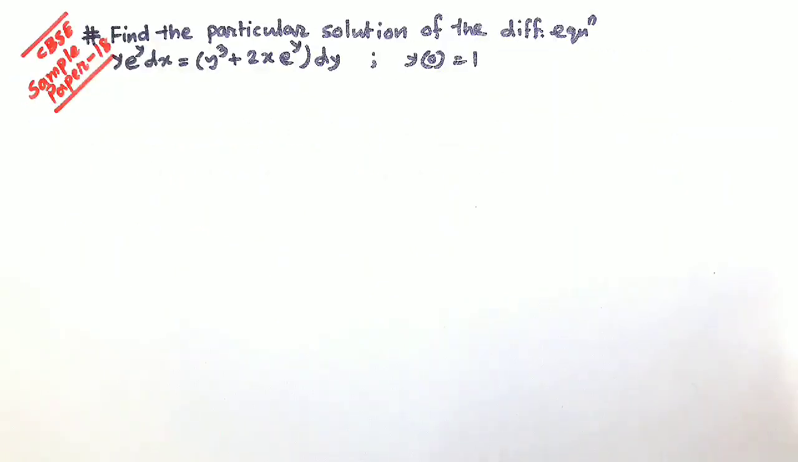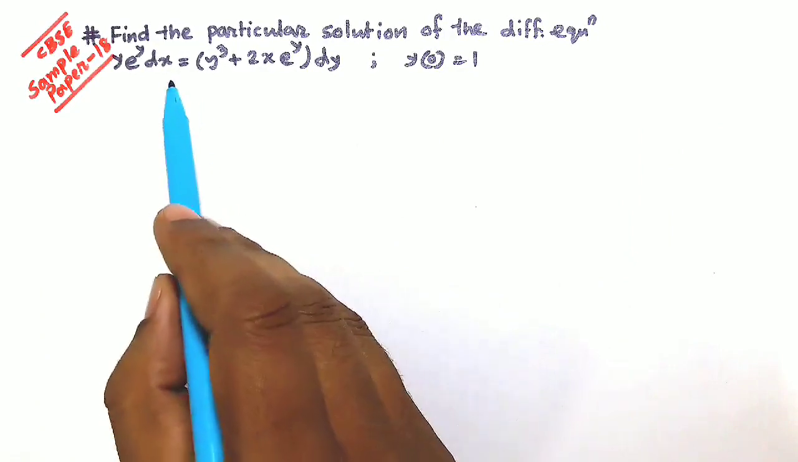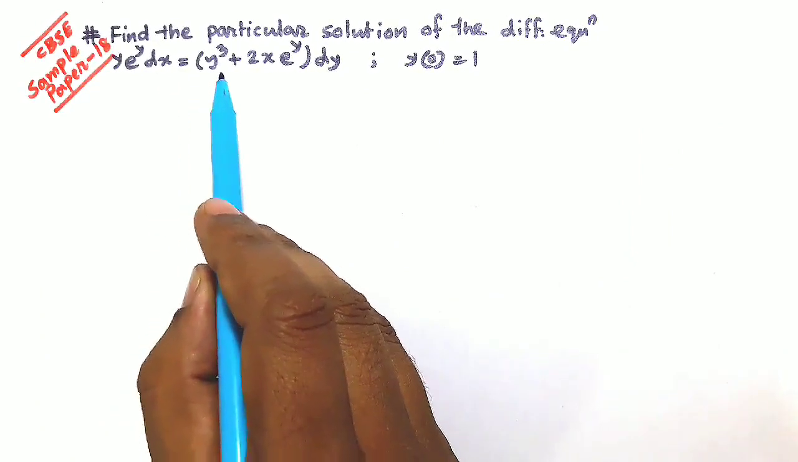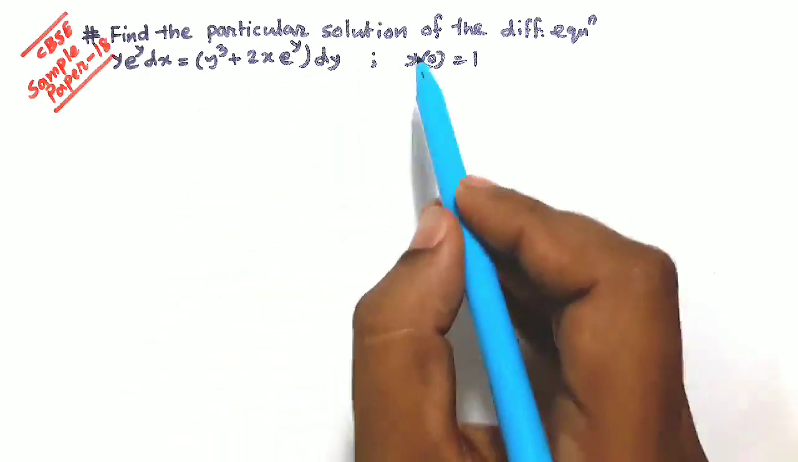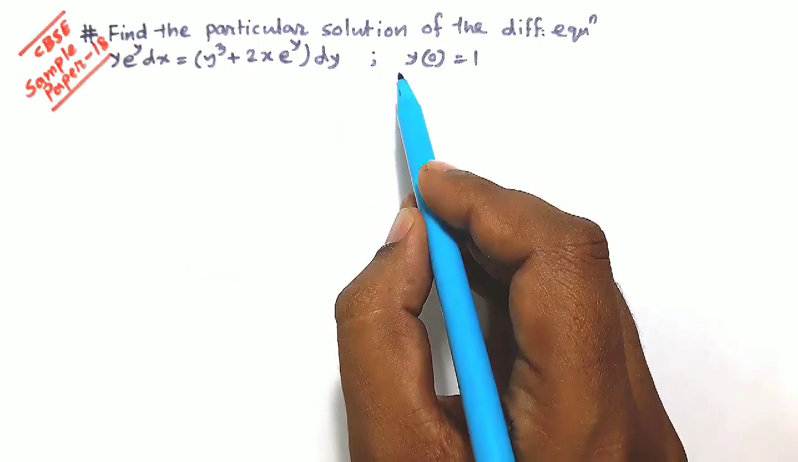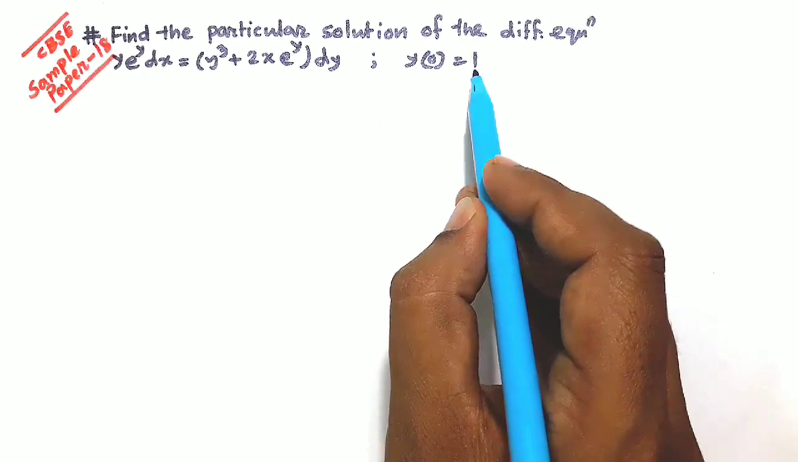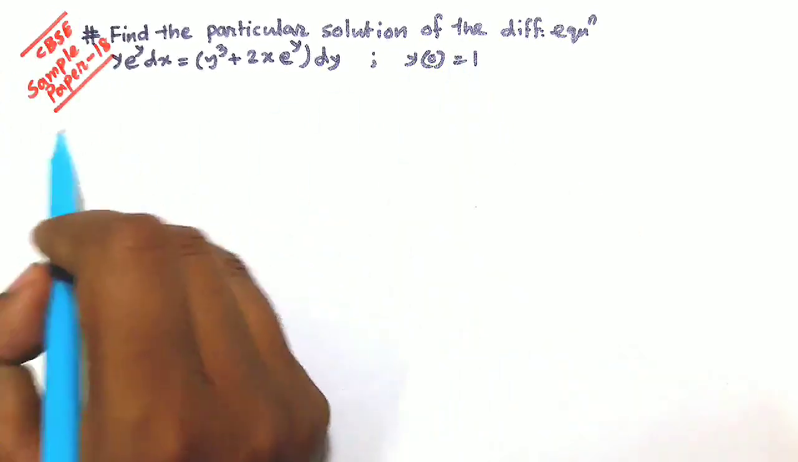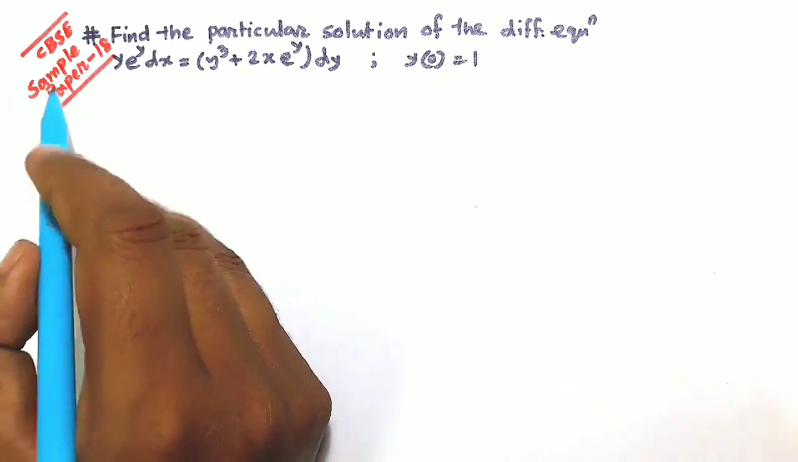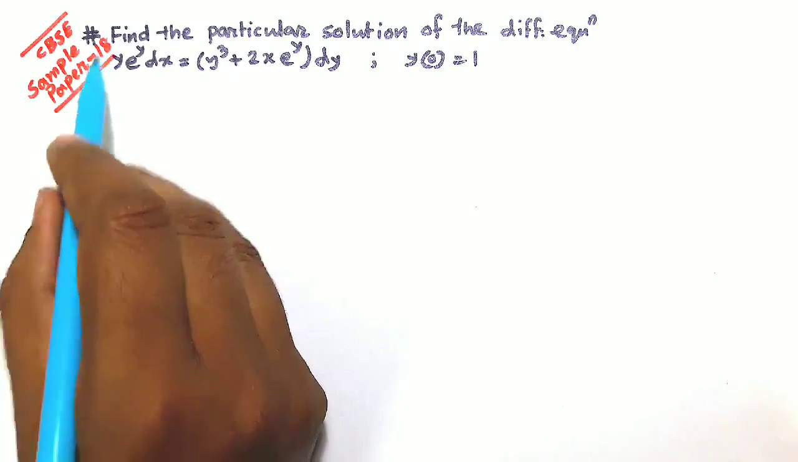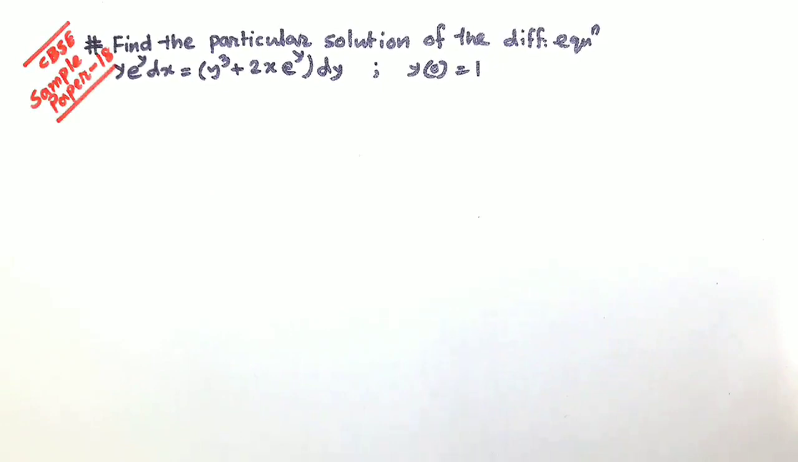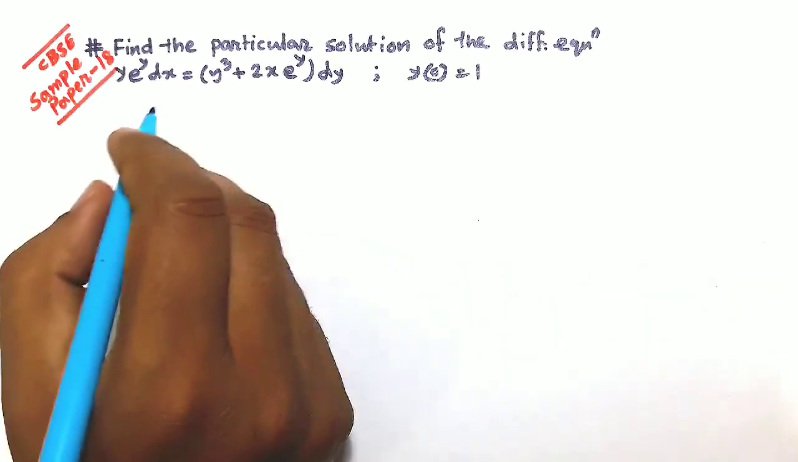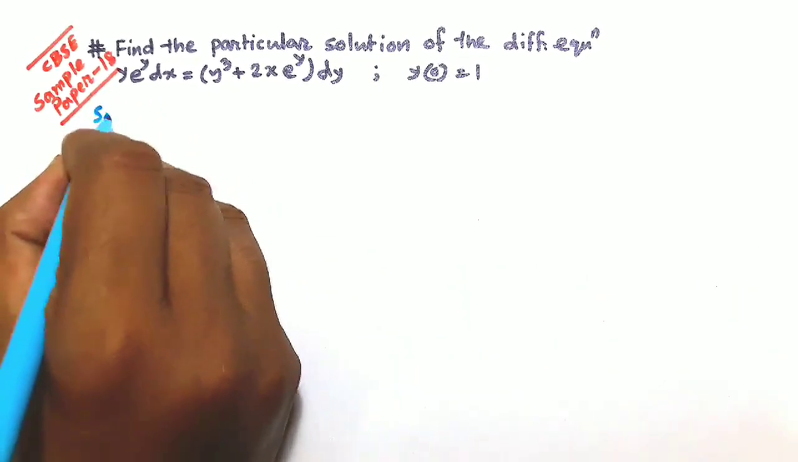Question is, find the particular solution of the differential equation y e to the power y dx is equal to y cube plus 2x e to the power y whole dy. When x is equal to 0, then y is equal to 1. And this is the latest question, CBSE sample paper 18. This is supplied by CBSE, and this is one of the most important questions. So friends, our solution is this one.